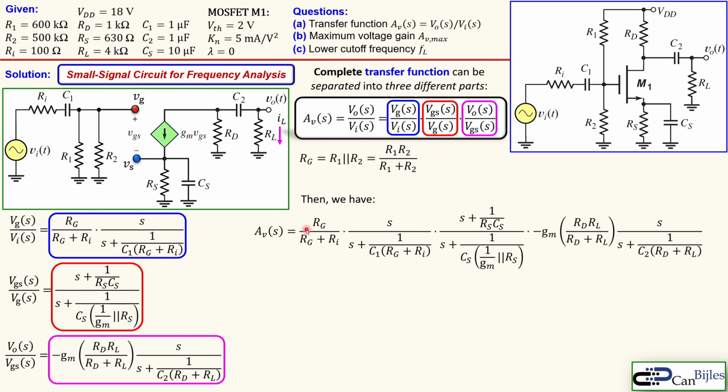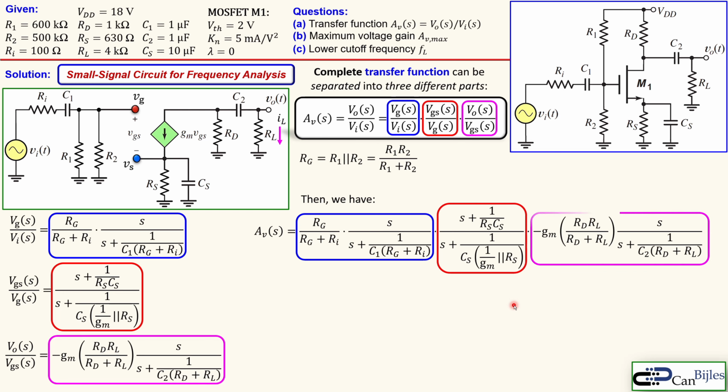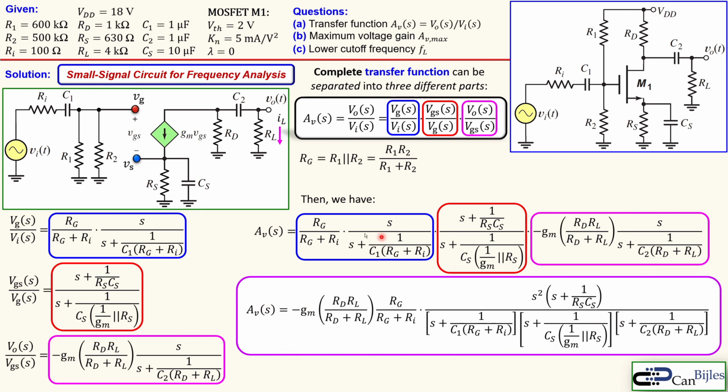Again, we can recognize, of course, some constants here so we can make it more convenient. And again, this is the blue, the red, and the pink part here. Now what we can do, we can take this RG and the RG over RI in front, and also this minus GM and the parallel combination of the RD and RL, because those are all constants, and the others are the dynamic parts of the circuit.